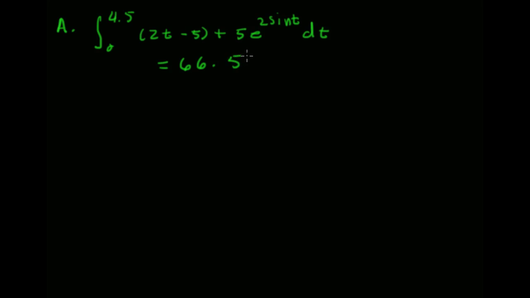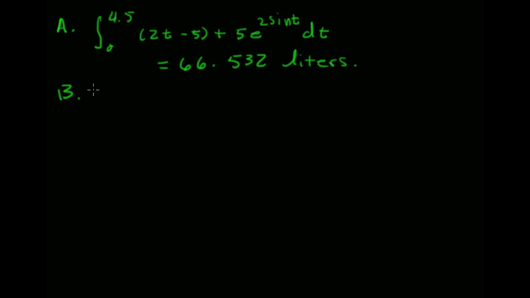So the amount of water that's going to be in tank A at time 4.5 will simply be the integral from 0 to 4.5 of 2t minus 5 plus 5 e to the 2 sine t dt. I threw this into the calculator and it came out as approximately 66.532 liters.